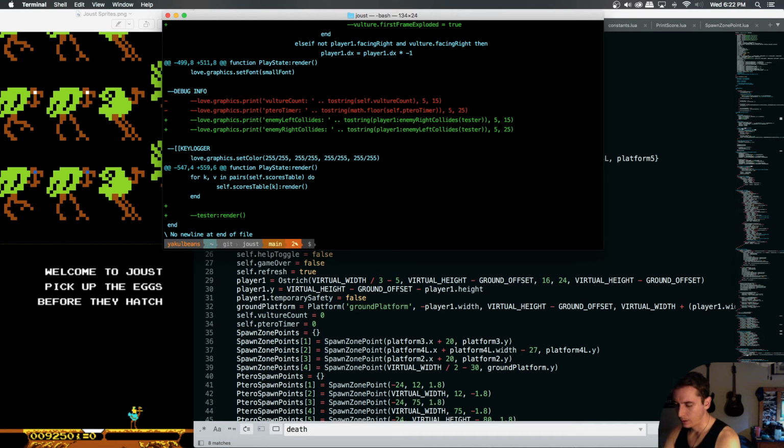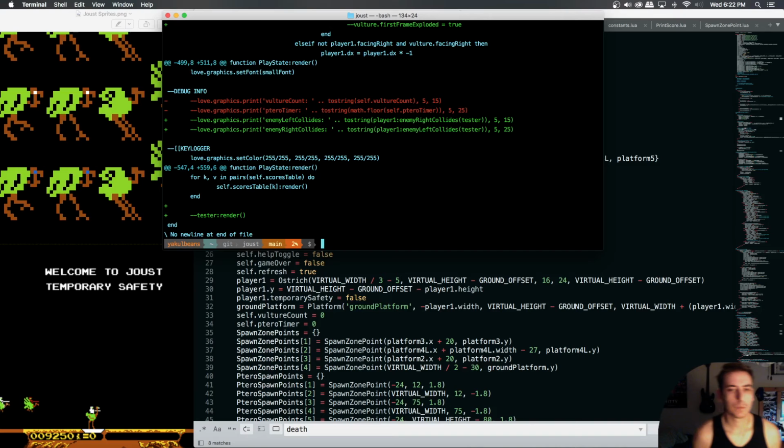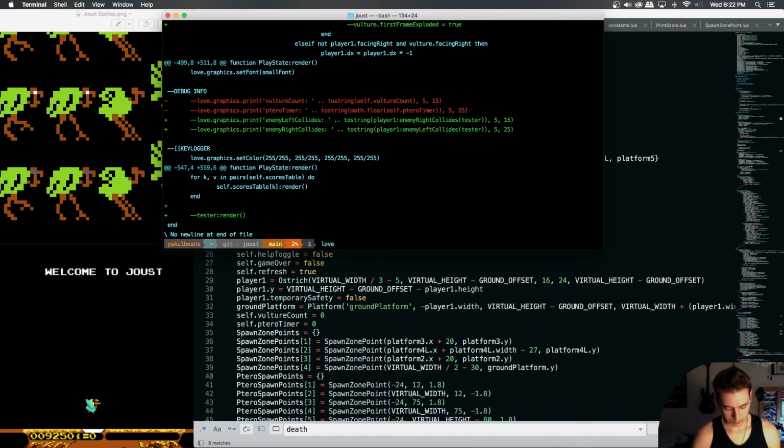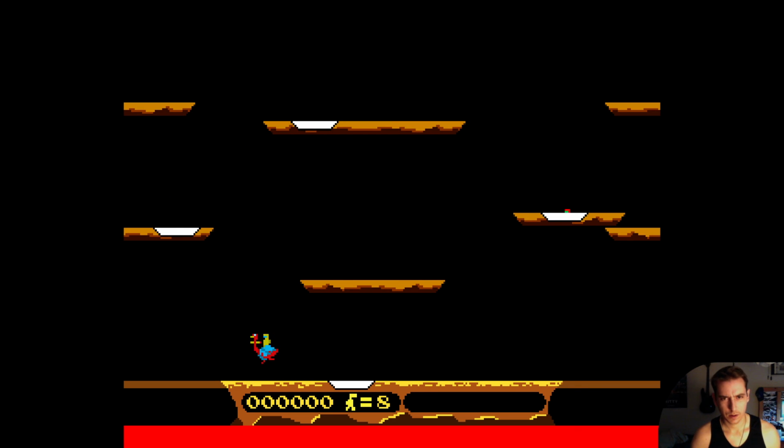Okay, I at least realize one thing that's happening: our jockey is spawning even if we collect the egg, which should not be happening. So we can at least fix that. We shouldn't be instantiating a jockey. Because look at this, if we collect an egg, we'll get an egg and then watch a jockey appear right here.